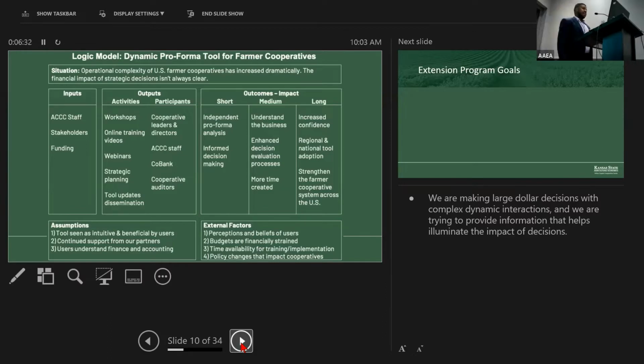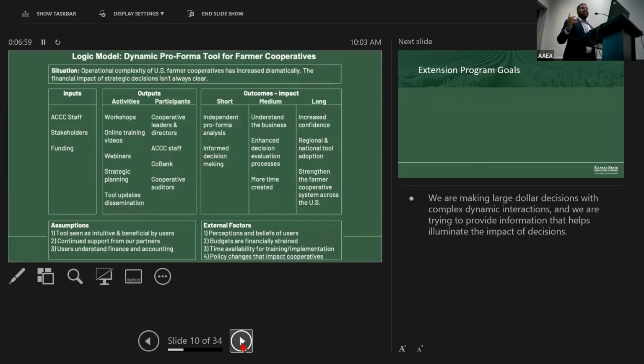Our outputs, beginning with activities, will be webinars, online training videos, and workshops. In addition to that, we're going to be traveling to co-ops and also helping them present the tool in strategic planning sessions as well, and disseminating any updates to the tool. In terms of the people that are going to be participating in the activities, it's going to be these leaders and directors, our center staff, CoBank, and auditors that are mainly in Kansas.